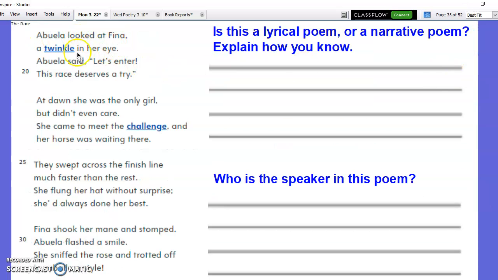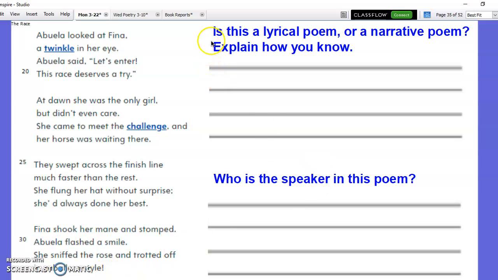Abuela looked at Fina, a twinkle in her eye. Abuela said, "Let's enter. This race deserves a try." At dawn she was the only girl, but didn't even care. She came to meet the challenge, and the horse was waiting there. They swept across the finish line, much faster than the rest. She flung her hat without surprise. She'd always done her best. Fina shook her mane and stomped. Abuela flashed a smile. She sniffed the rose and trotted off in caballera style.